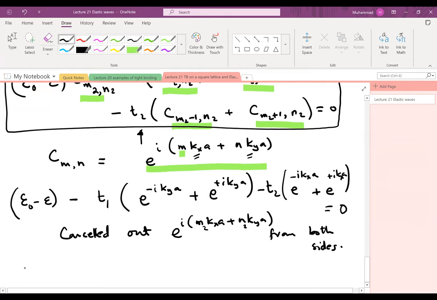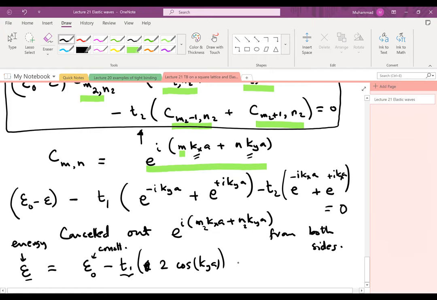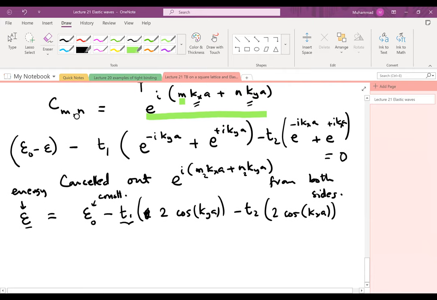So if I were to do that, I can easily find out what my energy is going to look like, and hence I can tell what my dispersion relationship is going to look like. So it's going to look like E minus E equals E naught, my on-site energy, which is just some constant, which depends upon the atomic energy as well as the energy due to the perturbation of all the nuclei, minus some T1, which is some amplitude, it could be a positive or negative number, times 2 cosine of ky a, minus T2 times 2 cosine of kx a. So this is my energy dispersion relationship.